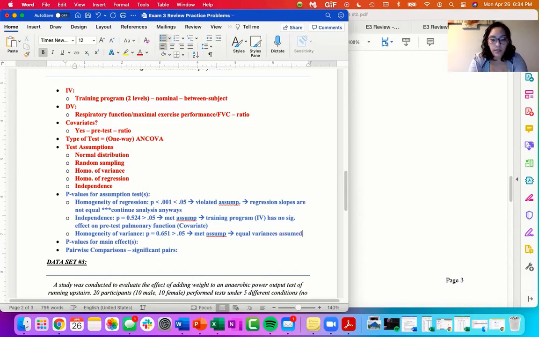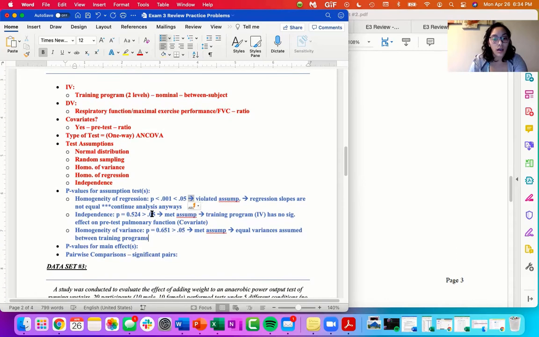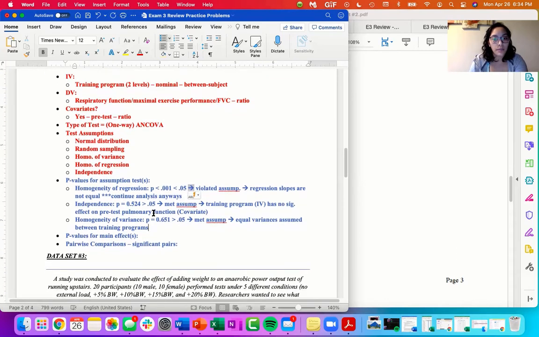Yeah. If you put equal variances assumed between training groups, that's totally fine. Or between training programs. Yeah. Any questions on our assumptions for an ANCOVA? So again, you're only reporting the ones that we're used to reporting p-values for.